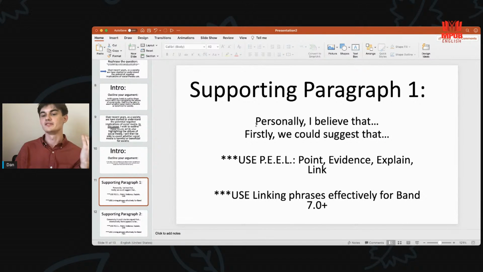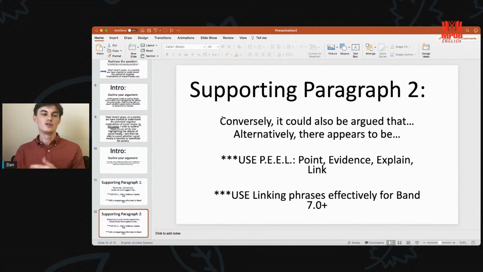So whereas here we're saying, personally, firstly, we're now saying conversely, alternatively, on the other hand, giving a sense of balance to our argument and letting us structure our argument in an effective way so the examiner can see, okay, this is what they think about social media being good, this is what they think about it being bad.